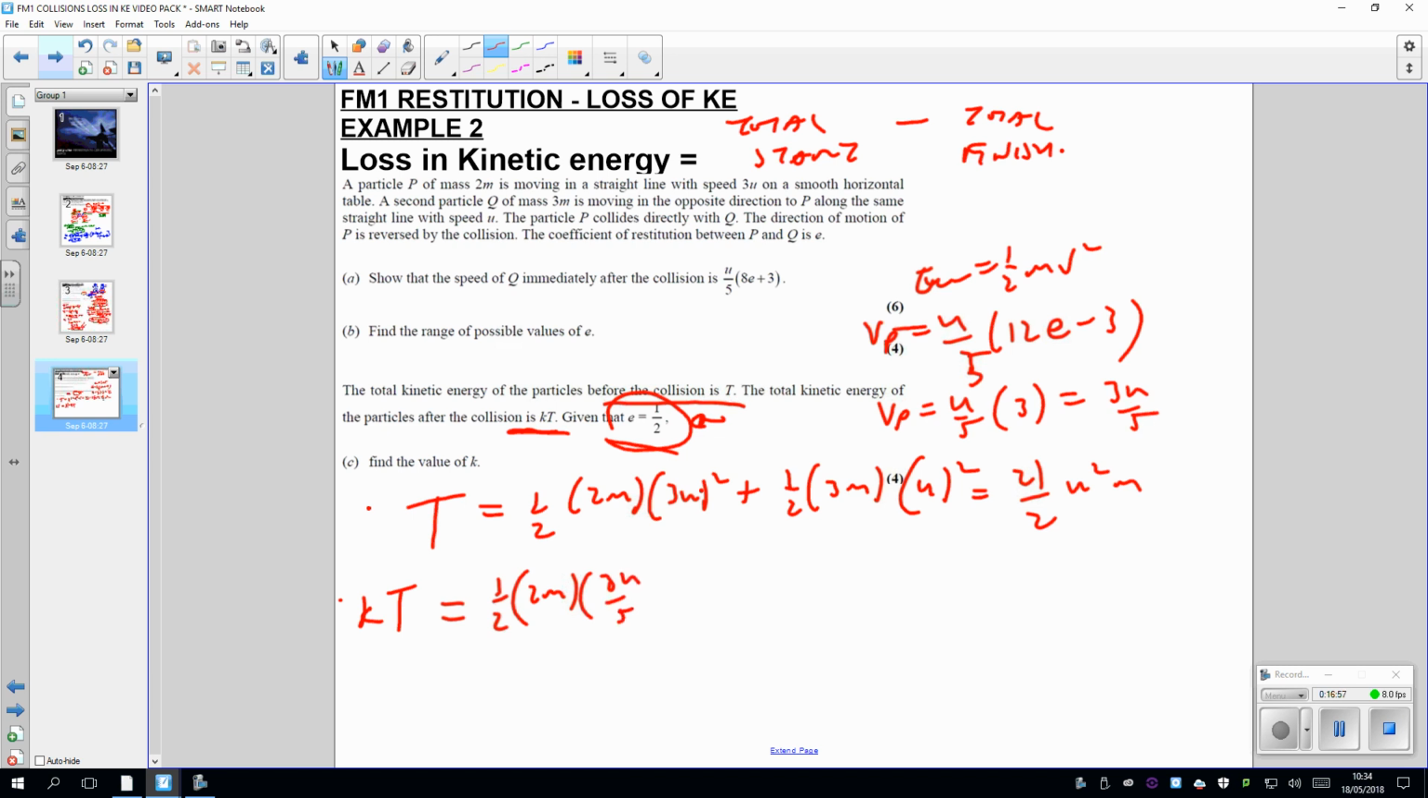So half times 2m times 3u over 5 squared, plus, now we've got a half times 3m, and now we've got our VQ, and I know that VQ is u over 5 times 3 plus 8e, so that's 7u over 5, all squared. Cool, and that leaves us with, let's work this out. It's always easier to just do it in a calculator. So 0.5 times 2 times 3 over 5 squared plus 0.5 times 3 times 7 over 5 squared. So 33 over 10 mu squared.